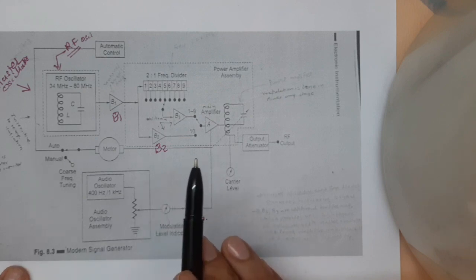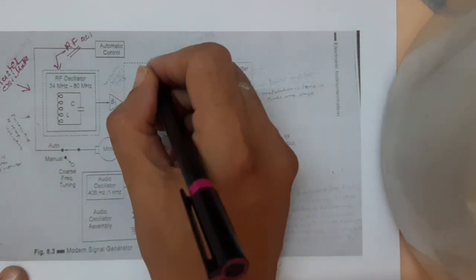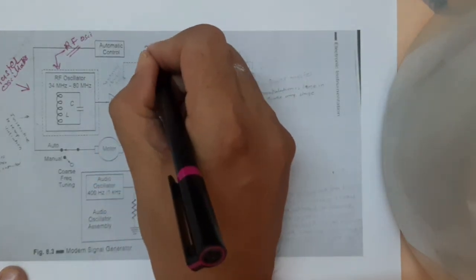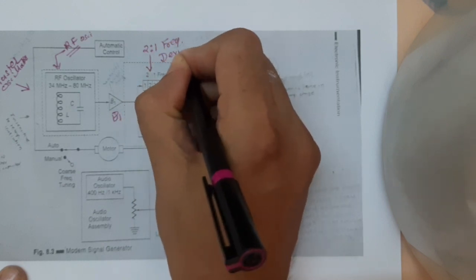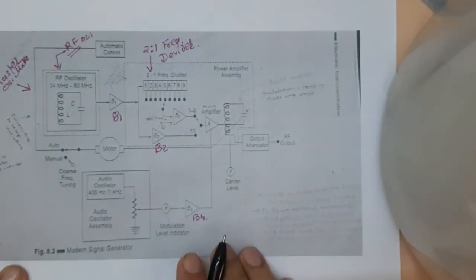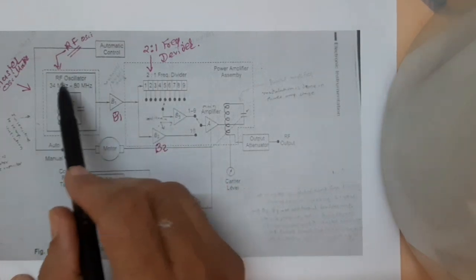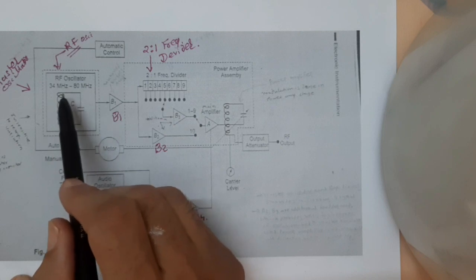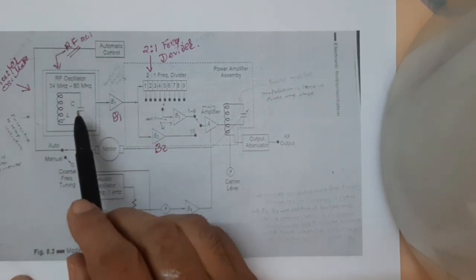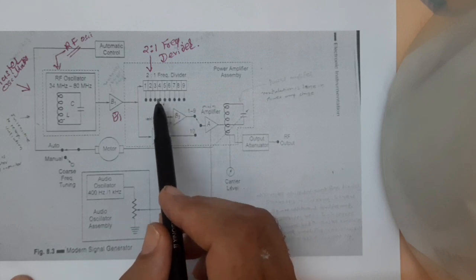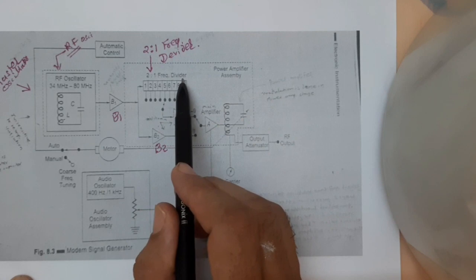What are 1, 2, 3, 4, 5, 6? These are our 2:1 frequency dividers. What is the function of this? With the help of the LC oscillator, we generate the very highest range of frequency, and to get the lower ranges, down to the minimum, we are using 2:1 frequency dividers.